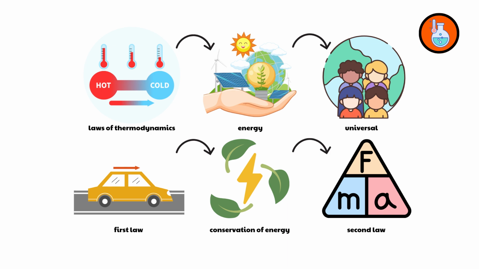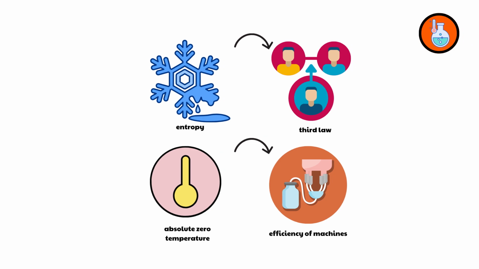This principle is the foundation for understanding everything from the workings of a steam engine to the energy balance of the entire universe. The second law introduces the concept of entropy, often described as a measure of disorder in a system. It states that the total entropy of an isolated system always increases over time. This law explains why certain processes are irreversible and gives us the arrow of time. It has profound implications, suggesting that the universe tends towards a state of maximum entropy, often referred to as the heat death of the universe.